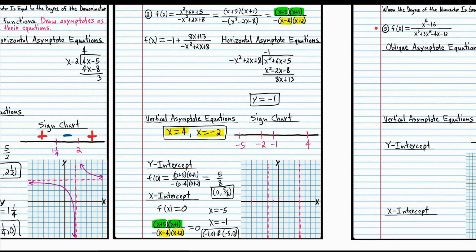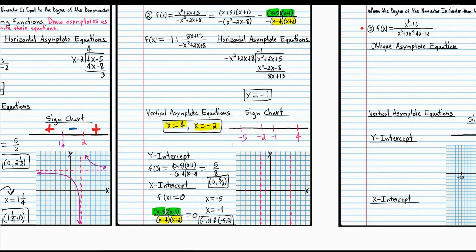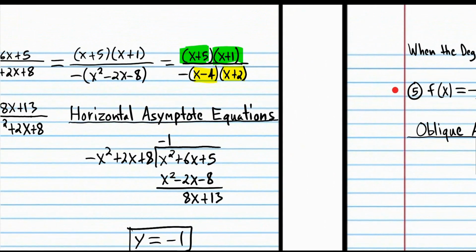So plug in -6 to the original expression there, and you can see that it's not going to be easy. So it'd probably be best to plug in -6 into this expression up here. So -6 plus 5 is -1. -1 times -6 plus 1 is -5.